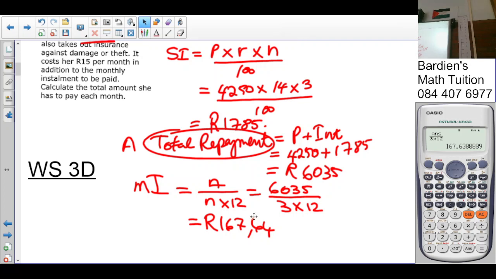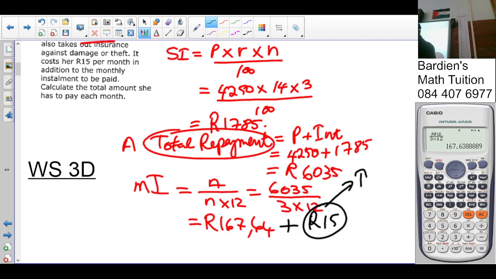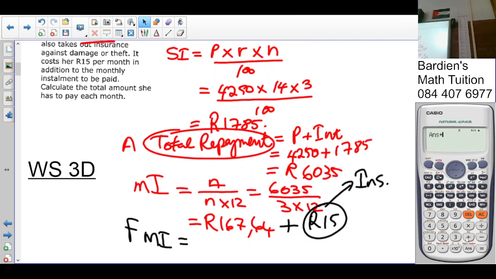So let's add the insurance. The insurance of 15 rand. So it gives you a final amount. Final monthly installment is going to give you plus 15 rand. Gives you 182 rand, comma 64. Sounds like this is worth a lot of marks, people. Sounds like 6 marks.